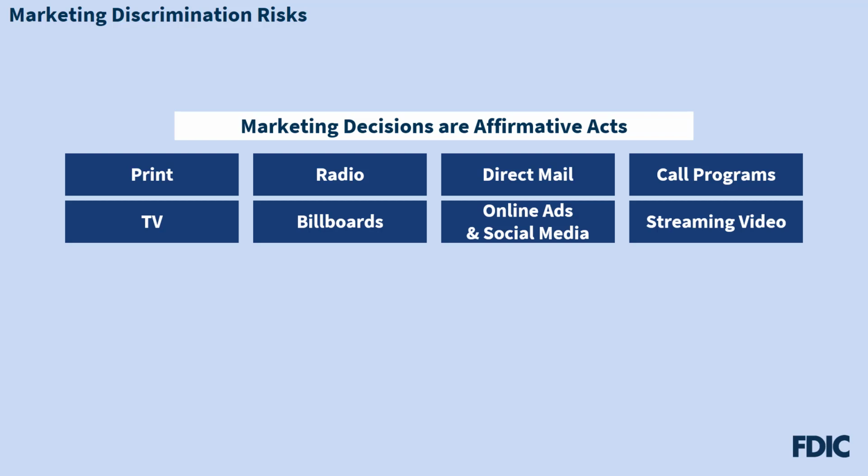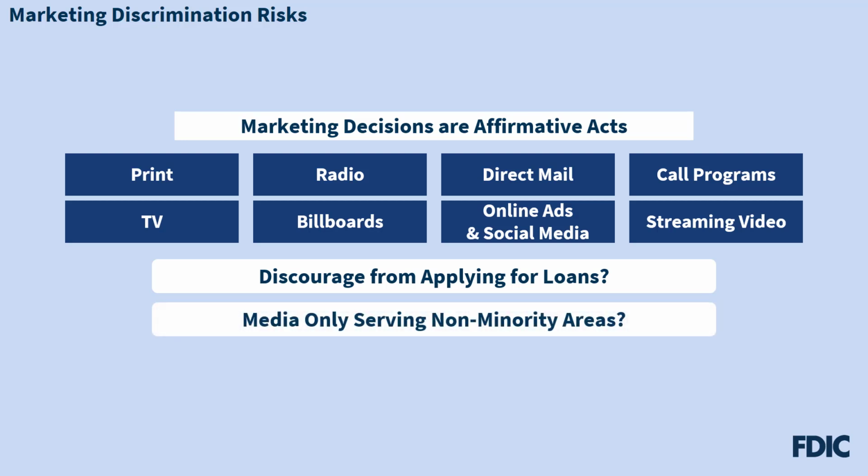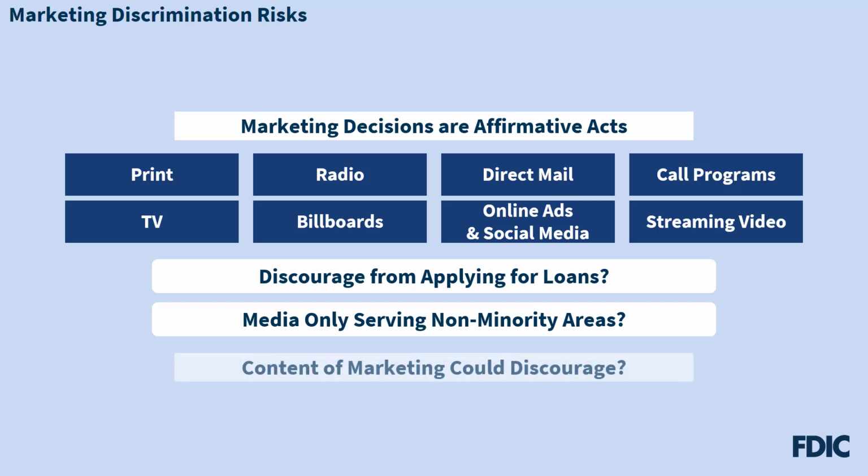Disparities in marketing between two areas may reveal that the institution prefers one to the other. A difference in marketing to racially different areas could reflect discrimination risk. Discrimination risk can also include advertising methods that discourage individuals in prohibited basis groups from applying for loans, or advertising only in media that serve non-minority areas within the bank's market area. Banks should consider whether the content of marketing, such as images, could discourage applicants on a prohibited basis.